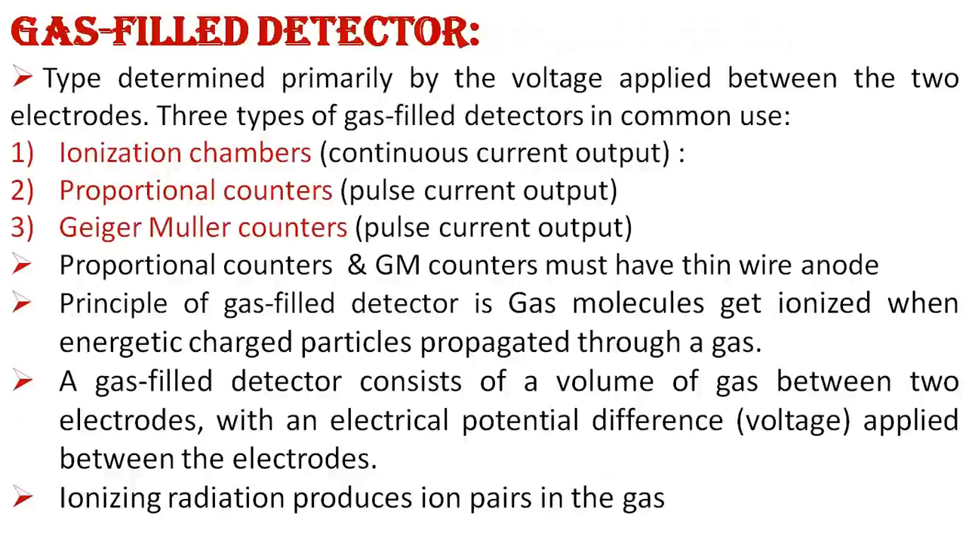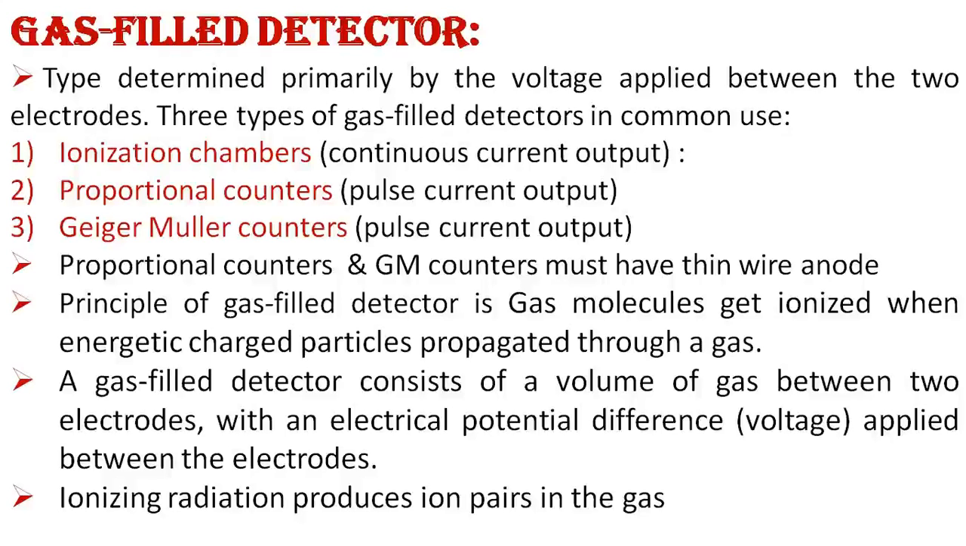The first one is the gas filled detector. It contains three main parts: the ionization chamber, the proportional counter, and the GM counter, Geiger-Muller counter. It is used for continuous current output or pulse output. Proportional counters and GM counters must have a thin wire anode.